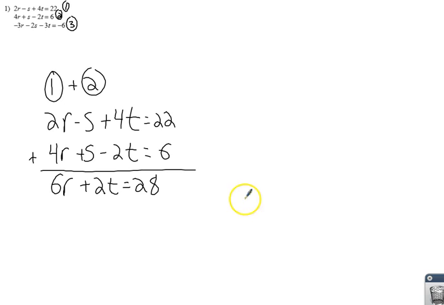So I'm going to do equation 3 plus 2 times equation 2. Now, why am I multiplying equation 2 by 2? I can clearly see here, if I do that, I'm going to get 2s. And I know equation 3 has 2s in it. So I'm going to go ahead and do that now.